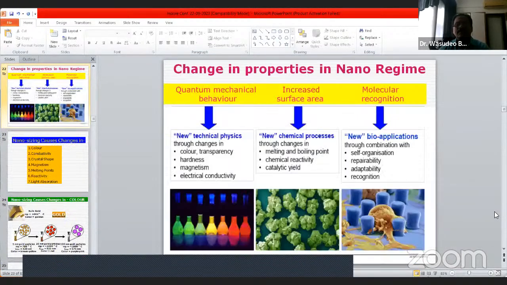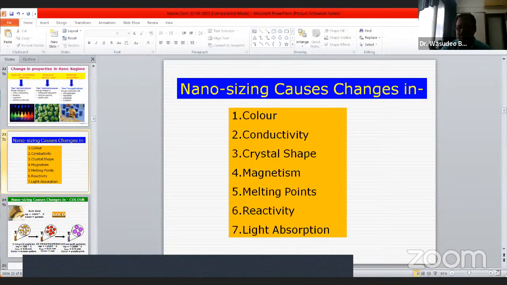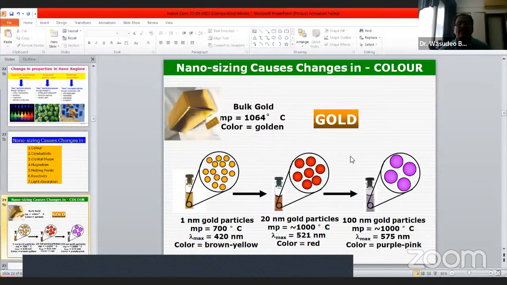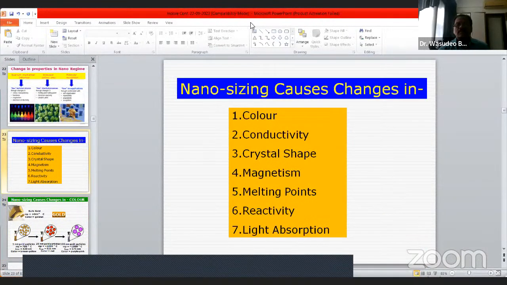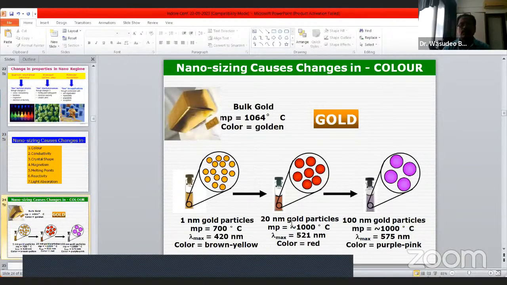And here is another slide showing that if the size of the material changes, these are the properties that show changes: melting point, magnetism, all these are properties. If the size of the material changes, the properties also show change. And this next slide shows how nano sizing causes changes in color.